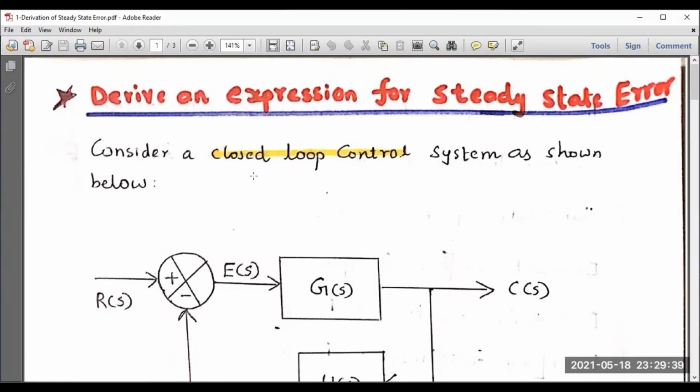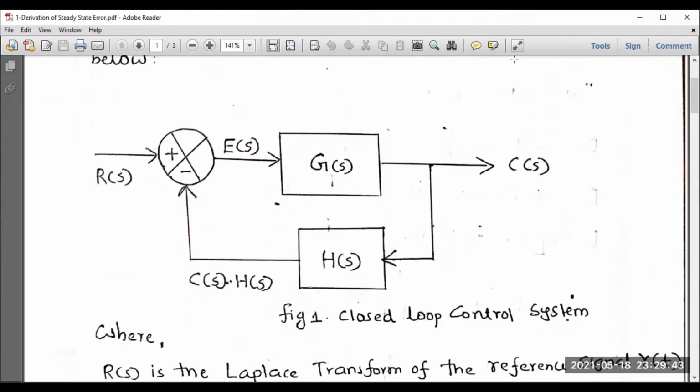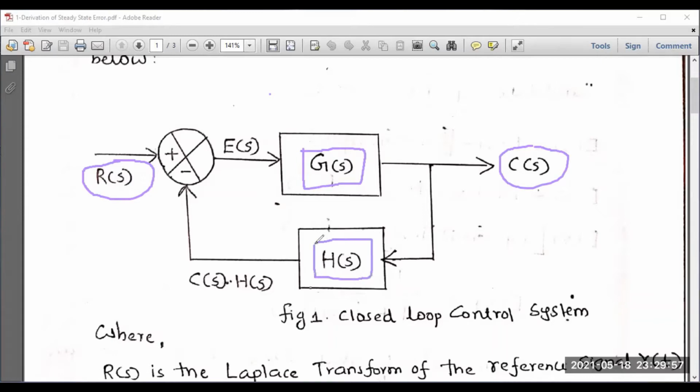First of all, you have to consider a closed loop control system which is shown below. So this is a closed loop control system. R of S is known as the input and C of S is the output. It is very clear. G of S is the loop transfer function, and H of S is the feedback signal. Now E of S is the error signal.